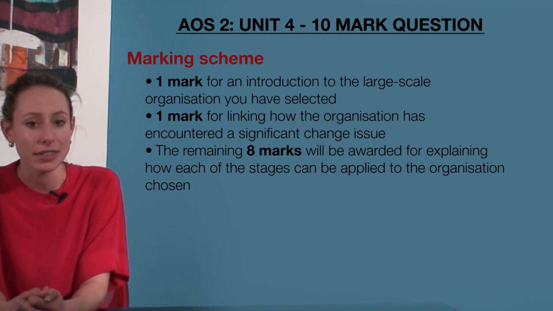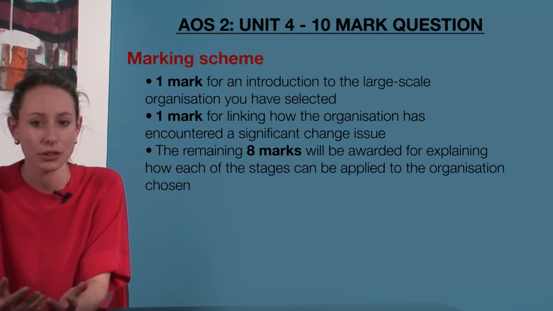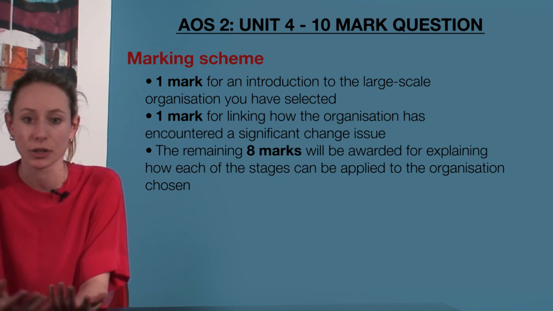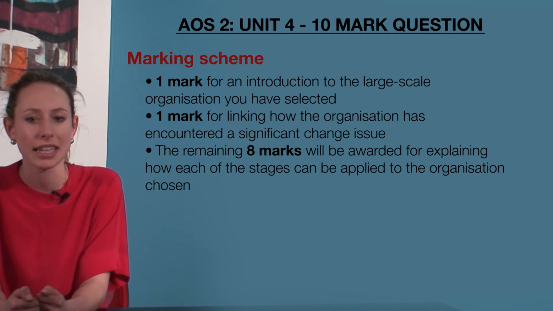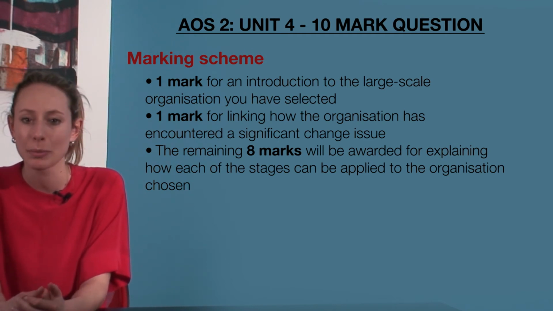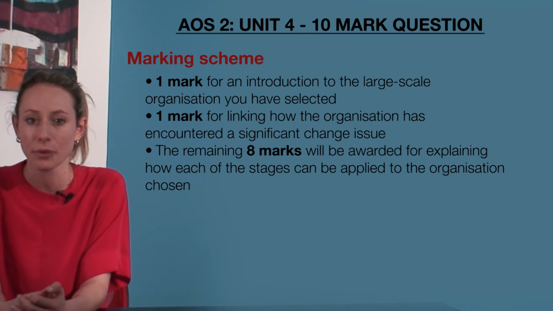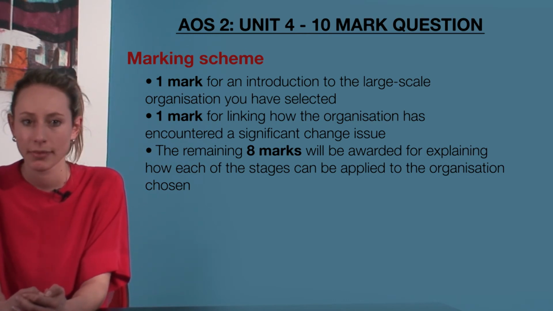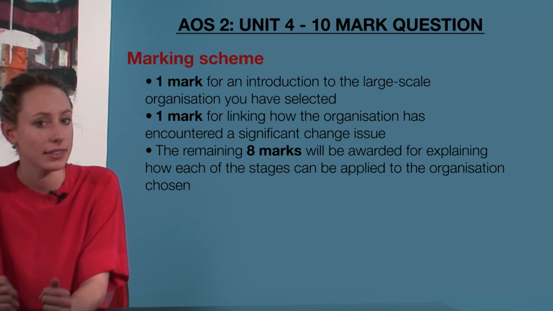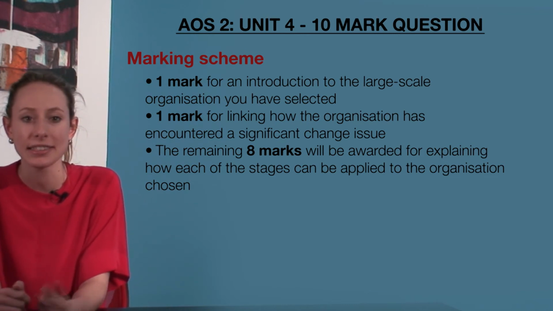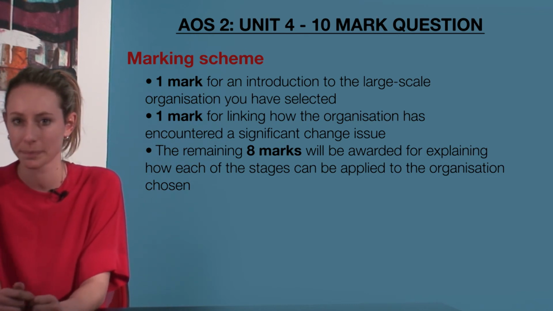While there are no specifics on which organisations can be chosen, as long as they are large-scale and meet the criteria of the question, it may be advisable to select an organisation that is more well-known. This is so that assessors and examiners will be more likely to be familiar with the organisation you have referenced in your response. As Kotter's theory is a sequential process, it would be logical to address each of these stages in order within your response.